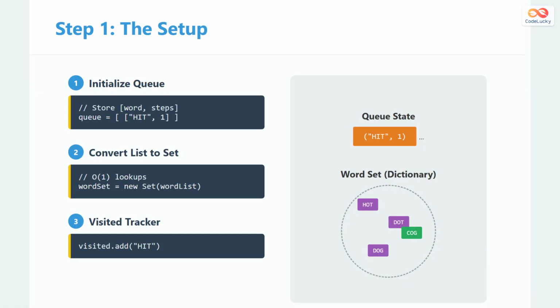To implement this, we need 3 things. First, a queue to store the current word and the number of steps taken so far. We initialize it with the beginWord. Second, we convert the dictionary list into a set for fast, constant time lookups. Third, we track visited words to avoid cycles and redundant processing.